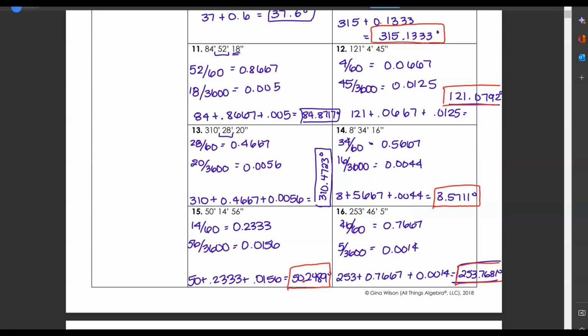Okay, all right, so hopefully you're finding this pretty understandable. We'll keep practicing this in class.